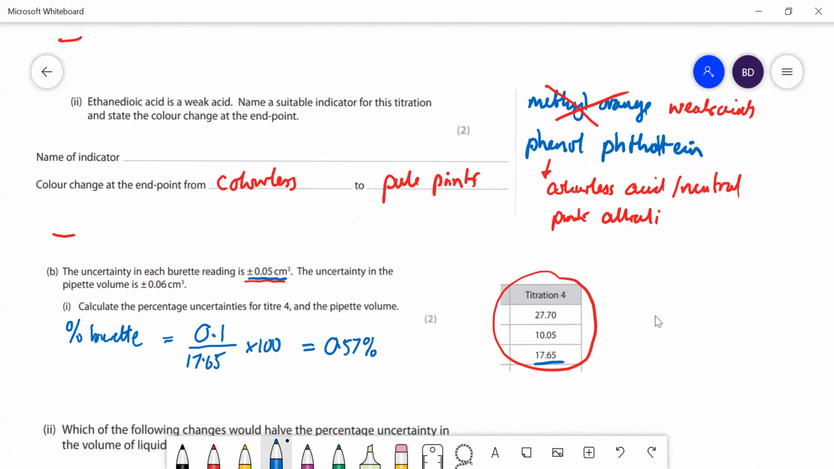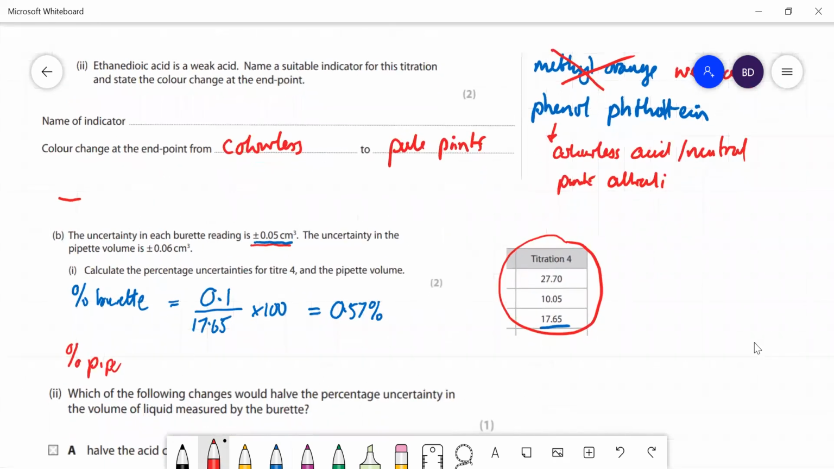Right, now let's do the pipette. You remember in the question it said the pipette was used to transfer 25 centimeters cubed. And the uncertainty for the pipette, they tell us, is 0.06. So that's 0.06 over 25 times 100. That will give 0.24% for the pipette. Okay, there are the two uncertainties there.